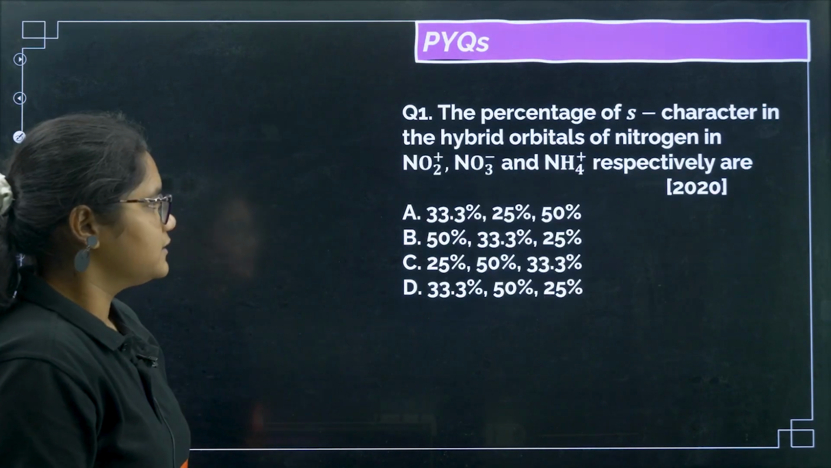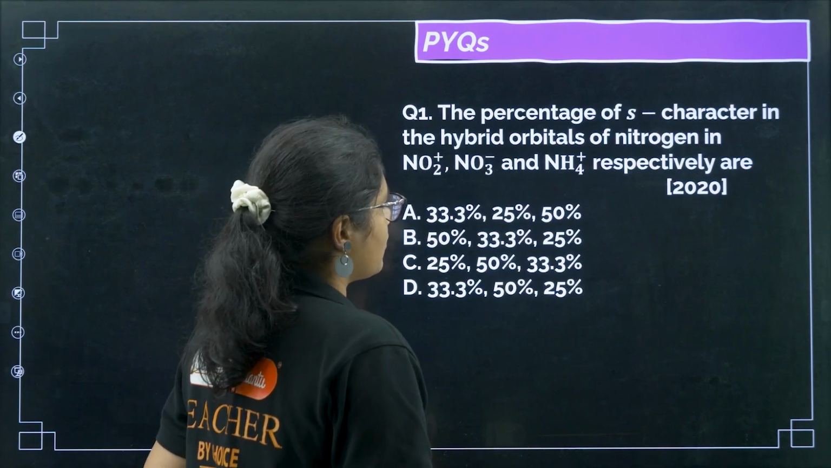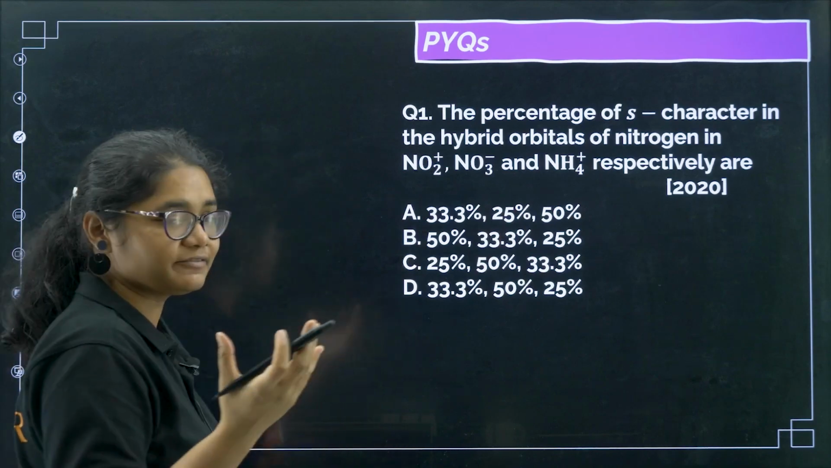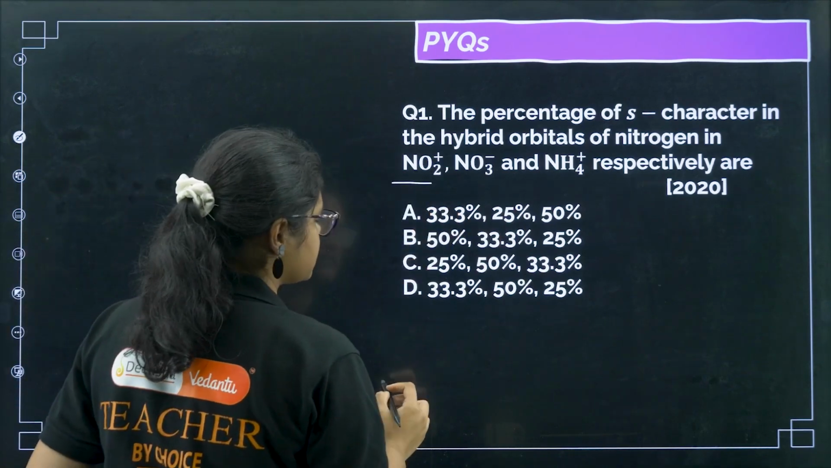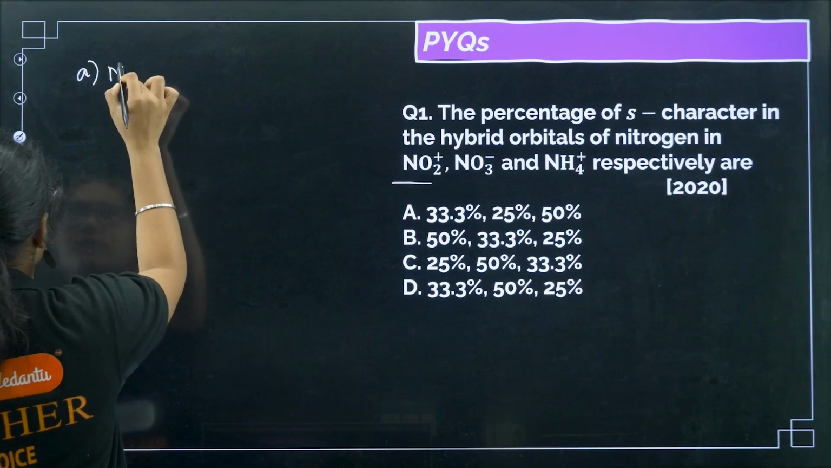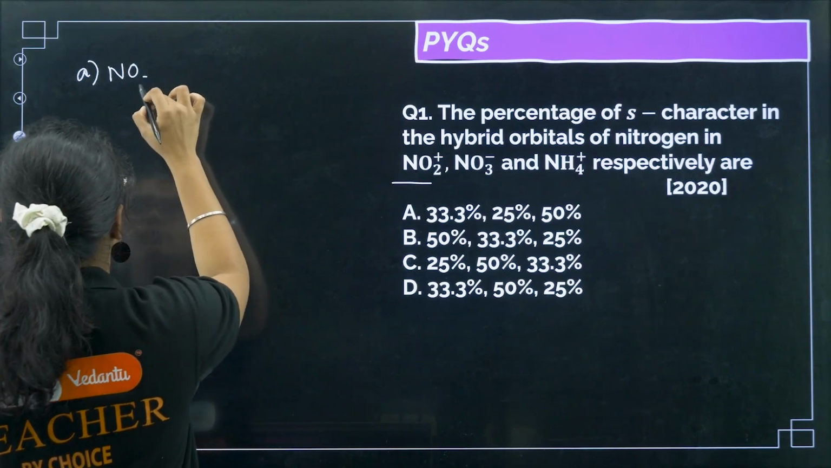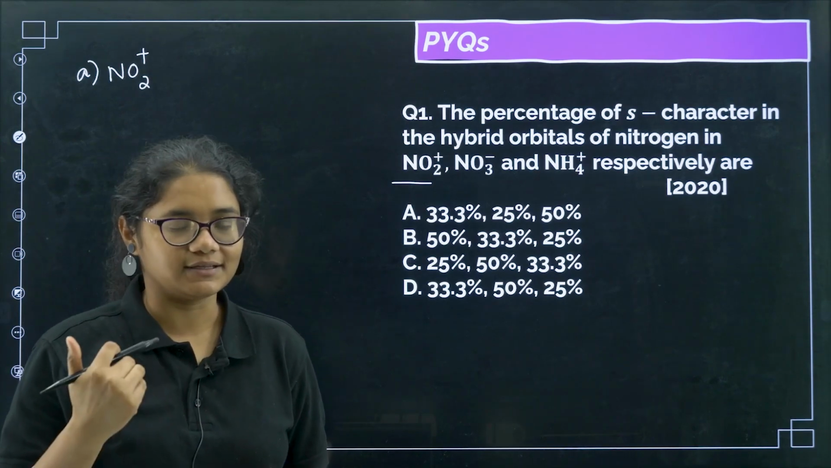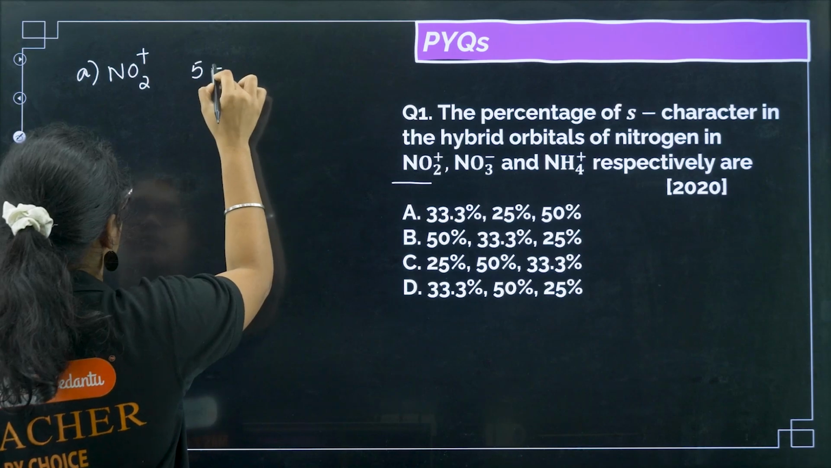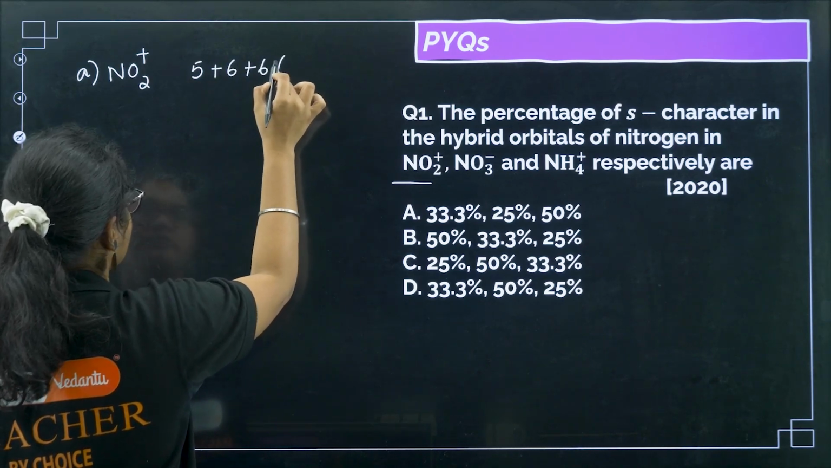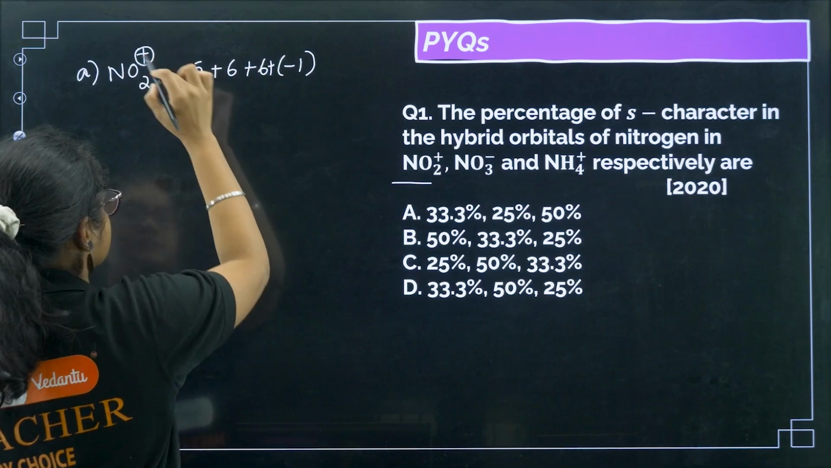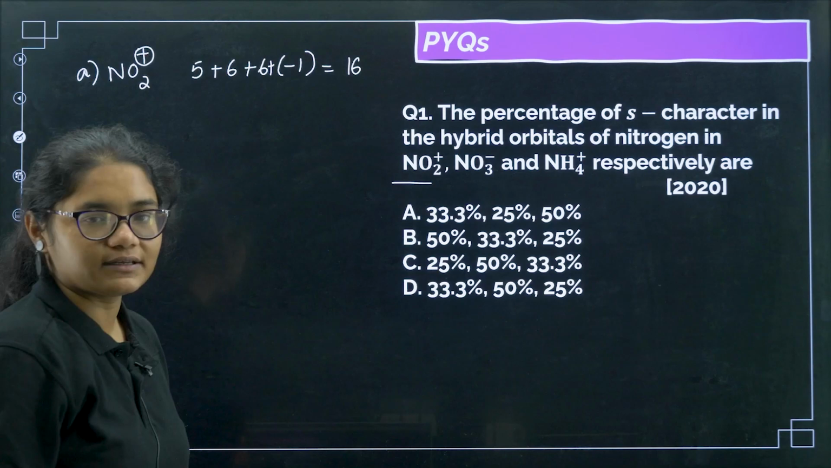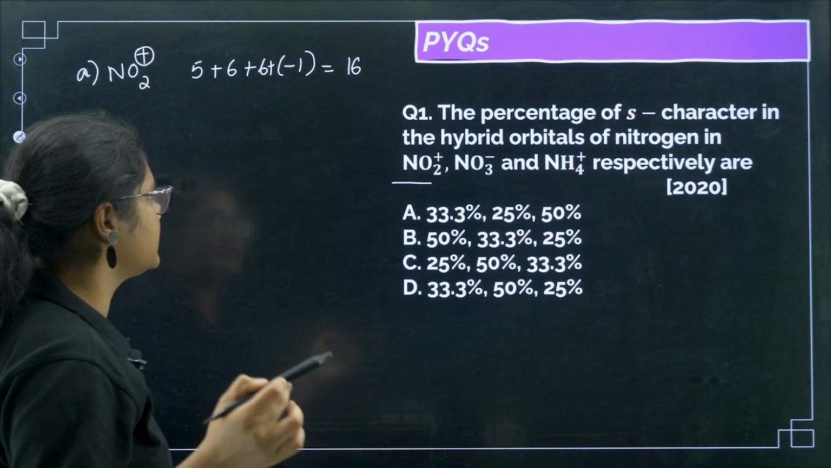Okay. Next, the percentage of S character in the hybrid orbitals of nitrogen in these compounds is given. You have to see the percentage of S character. First, structure A, that is NO2 plus. Nitrogen has 5 valence electrons, oxygen has 6 valence electrons. So I have 5 plus 6 plus 6, and then minus 1, because we have 1 positive charge. So 12 plus 5, 17, minus 1 is 16 valence electrons.